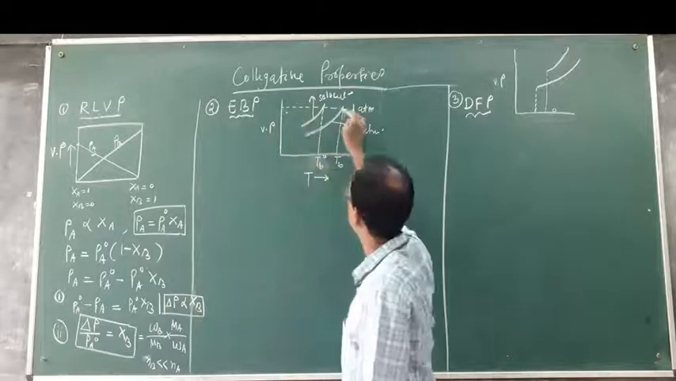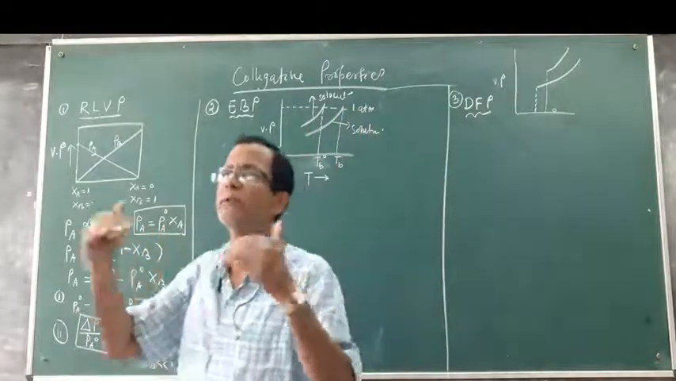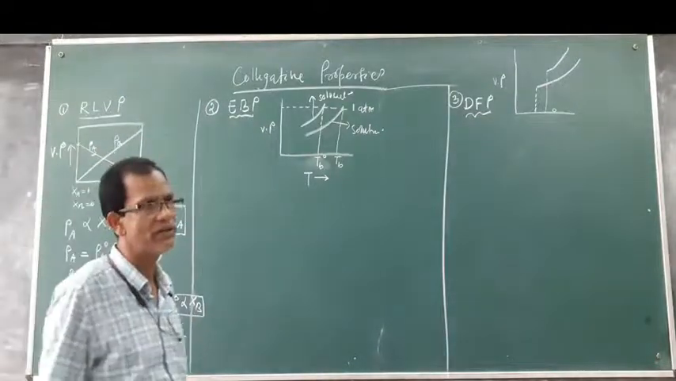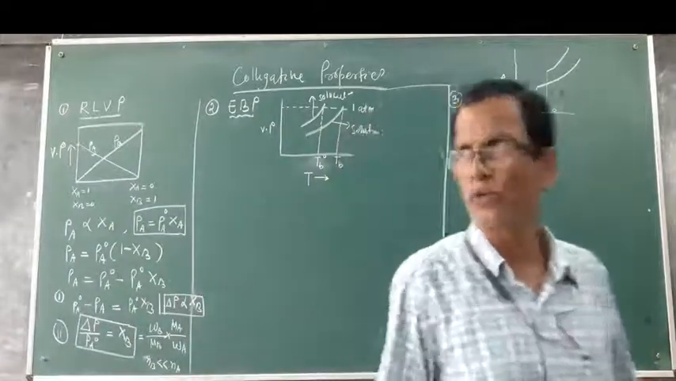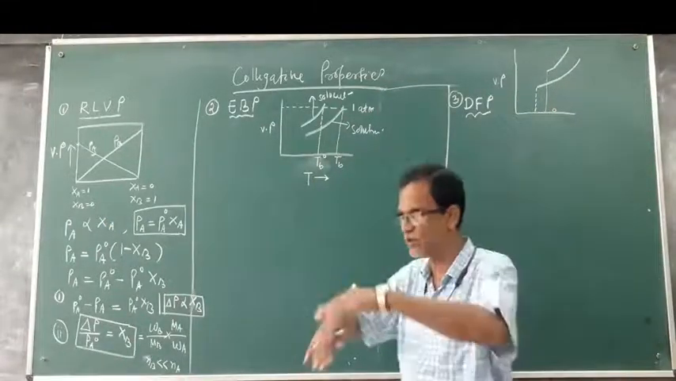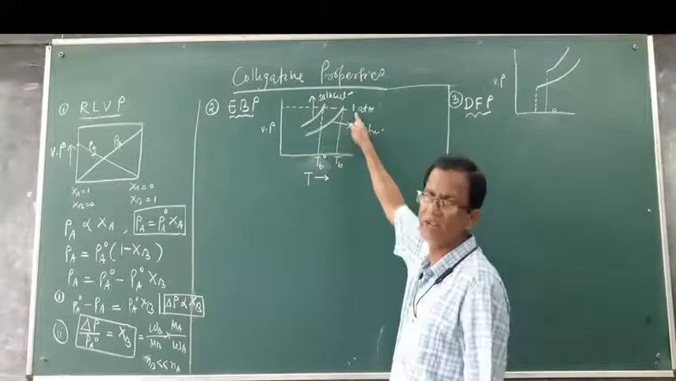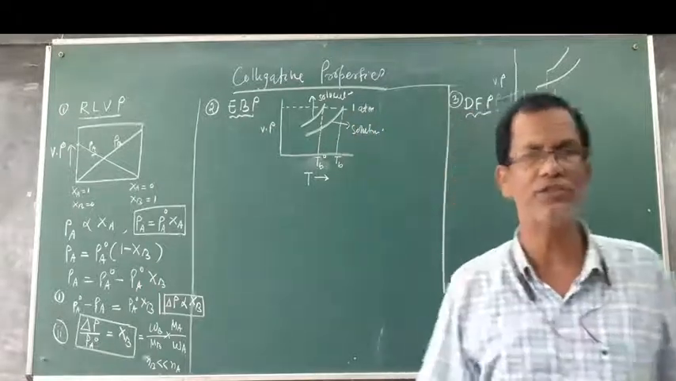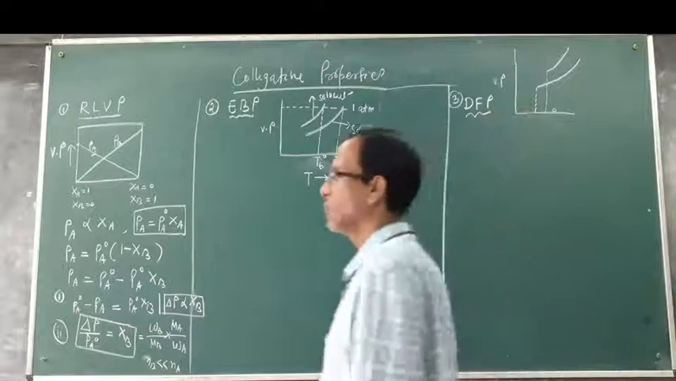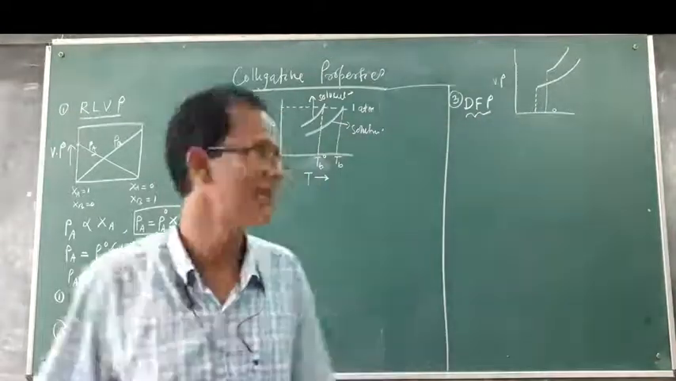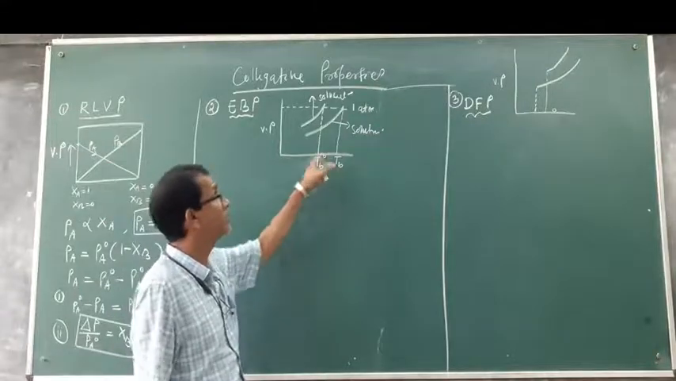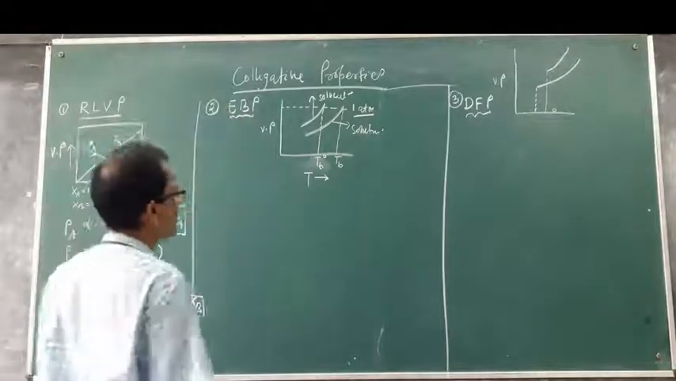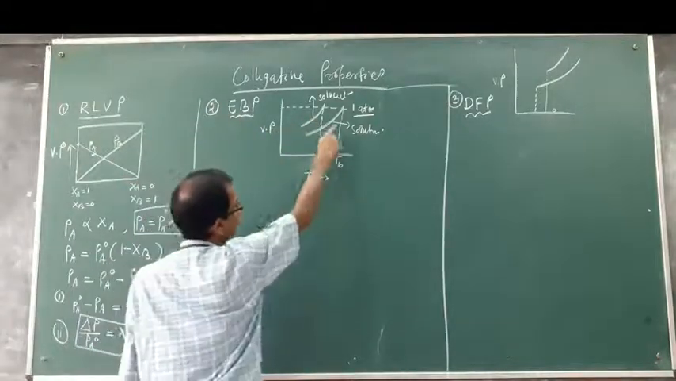Suppose this is the 1 atm pressure. 1 atm pressure means normal atmospheric pressure. Generally, when you boil a liquid or solution at atmospheric pressure, it is always taken as 1 atm. At 1 atm pressure, the temperature at which a liquid boils or a solution boils is called the boiling point. But the pressure should be 1 atm. At 1 atm pressure, both solvent and solution boil.